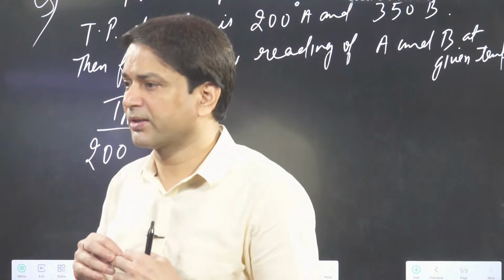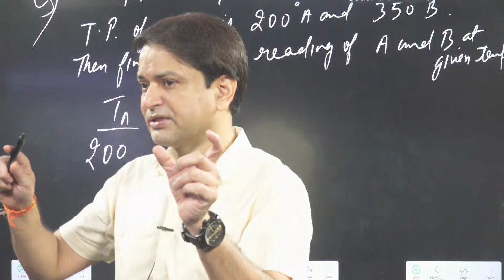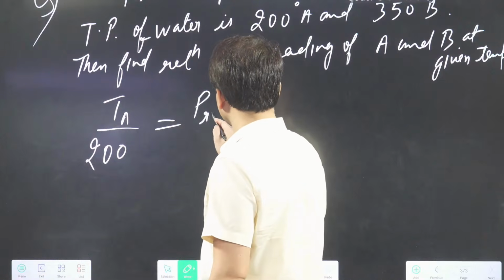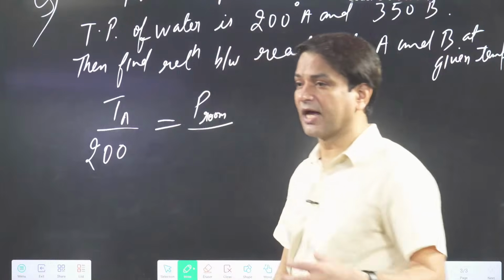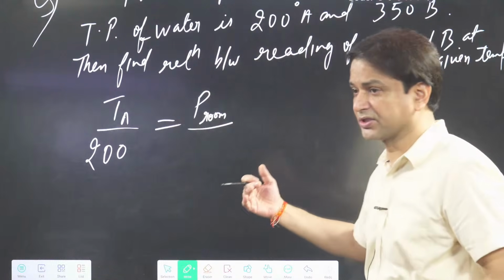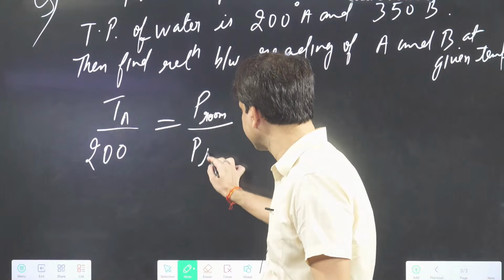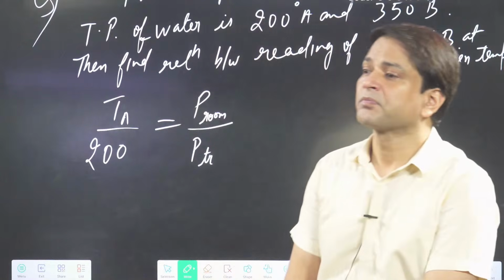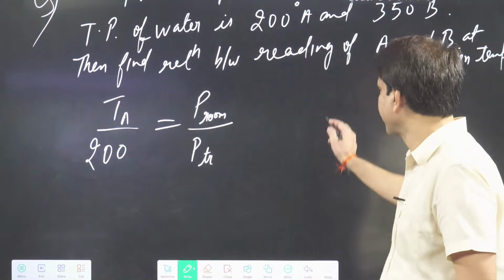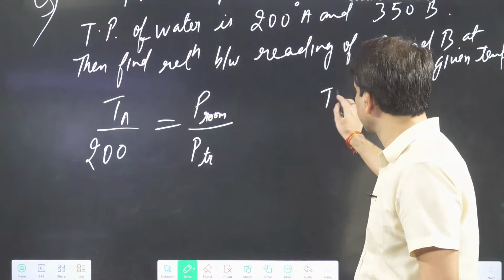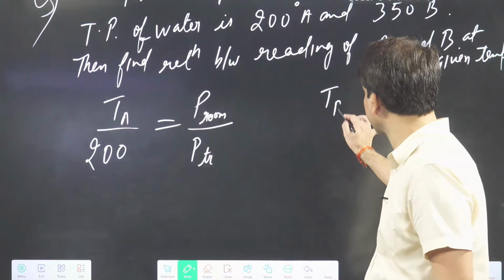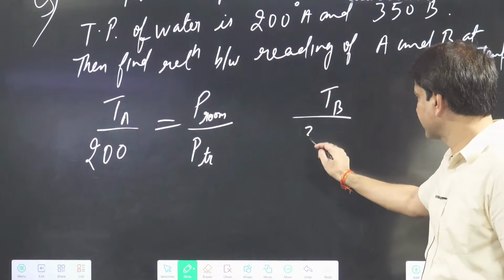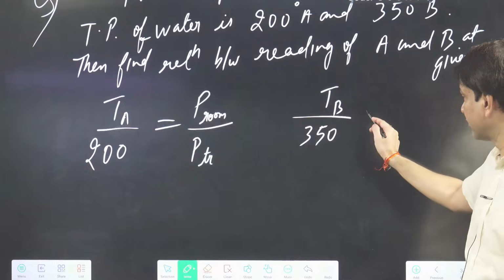Now if I am measuring the room temperature and suppose I take pressure as the thermometric property, then for the room temperature, on the right hand side I will take the room pressure. I'm just taking the example. So I will take room pressure upon the pressure of the gas at the triple point of water; in the denominator, the pressure at the triple point. Same I am doing for thermometer B. Suppose the room temperature reading is TB, upon the triple point of water in scale B, that is 350, is equal to.